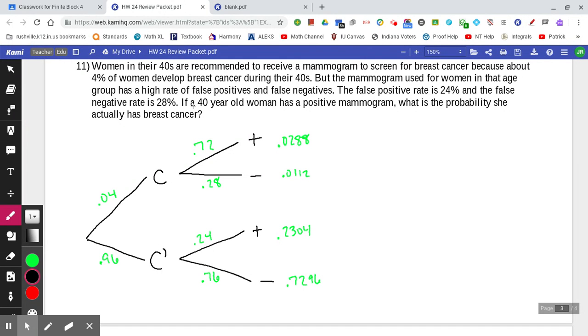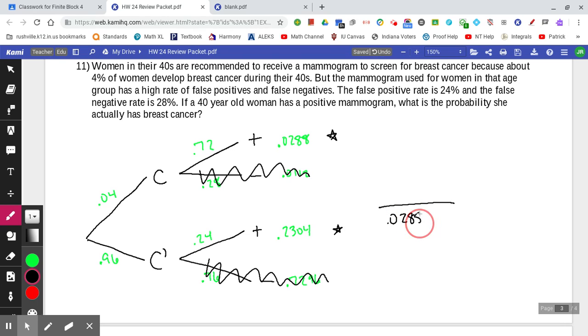Then we just need to interpret, and it says if a 40-year-old woman has a positive mammogram, so this is what happens. We know this. So given that they have a positive mammogram, so positive mammograms, where are those? This one would be a positive mammogram, and this one. Okay, so once again, we are restricting. We're taking this out, because it says that their test came back positive. So that positive, that is going to restrict our denominator to whatever this sums to give us.